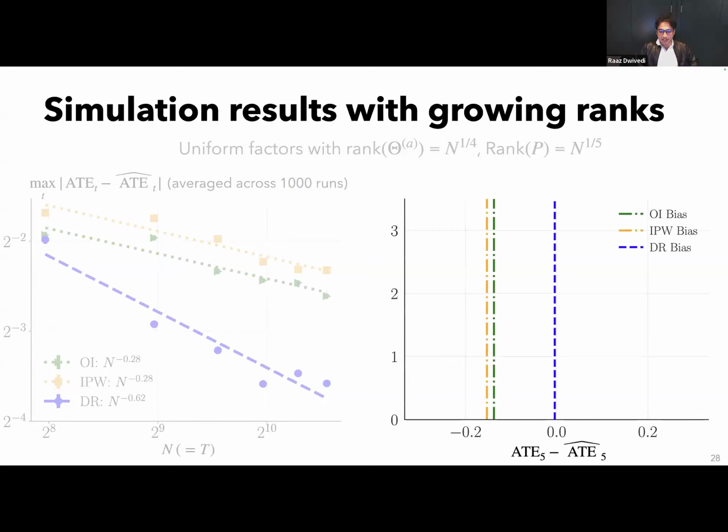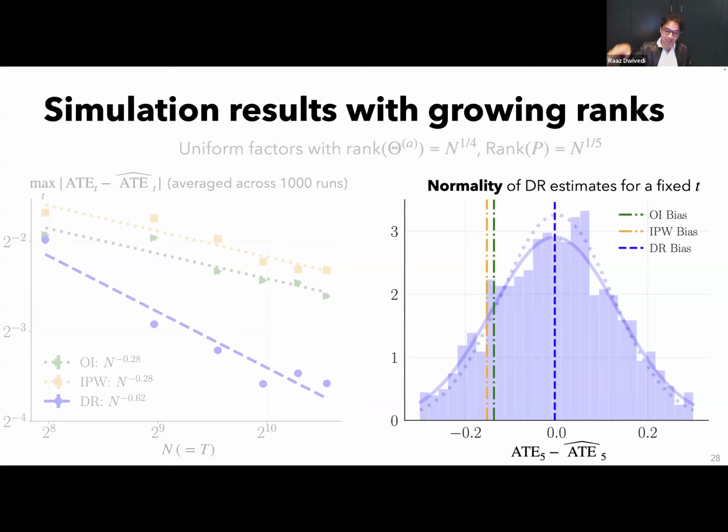And if you look at the normality part of it, if I try to look at the distribution of the estimates across many runs, you realize that the outcome and IPW estimates are biased. They don't even have zero bias, but the DR estimator has a very small bias. And the empirical distribution does look like a Gaussian. I have shown two curves here, what theory suggests and what empirics suggests. There is a very close correspondence between the two, showing that this DR correction is actually effective even with not very large sample size.